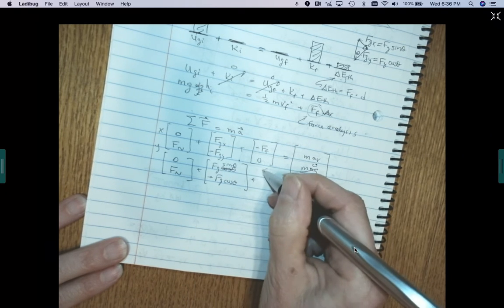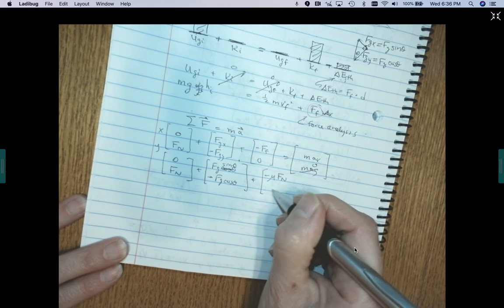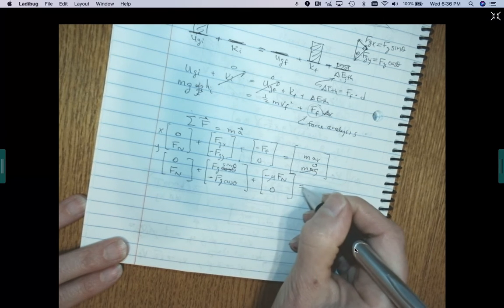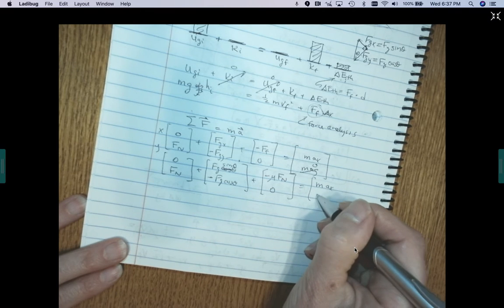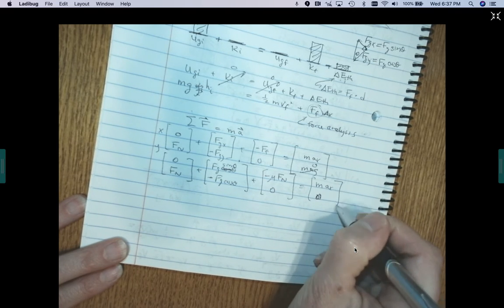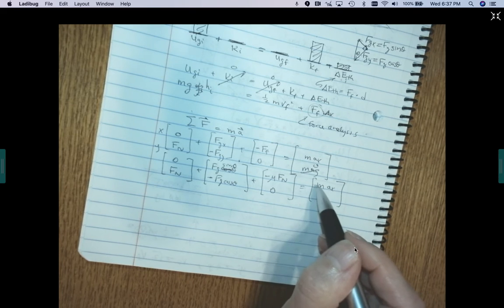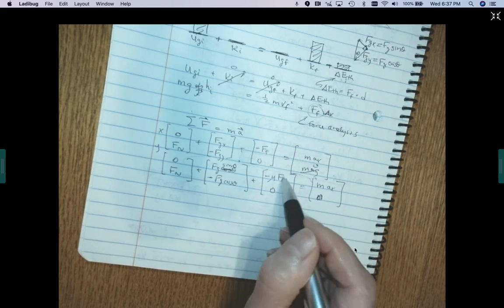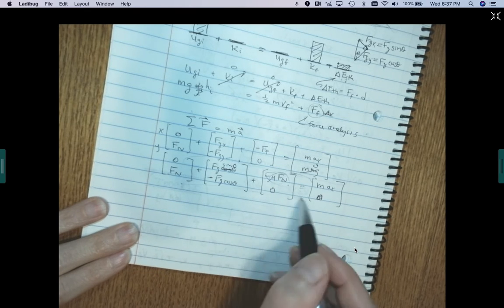Okay, and then my force of friction is minus mu times the force of the normal. 0 equals max, and 0 here, right? Ay is just 0. Okay, so I don't really need to solve this. I just need to know what this value is, which means I need to know the normal. So that comes from my y equation.